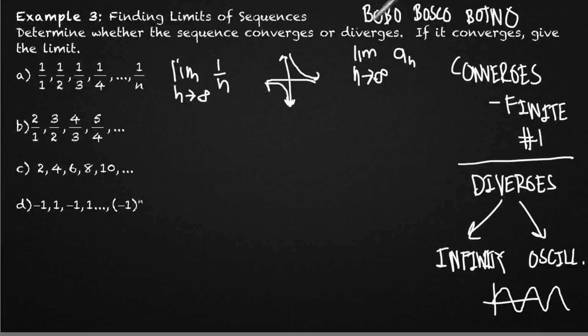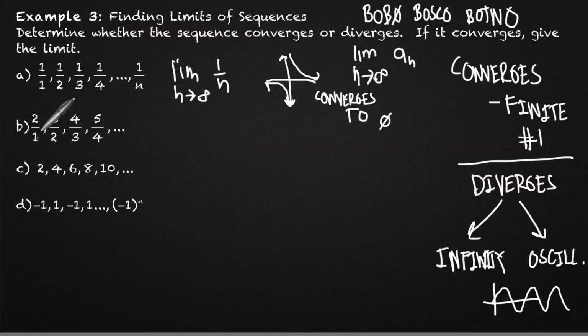We could also look at it as BOBO. When the power is bigger on the bottom, it's going to head towards 0. We can also just look at the numbers and say, the top is going to be 1, and the bottom keeps getting bigger and bigger, so 1 over a really big number is heading towards 0. If it converges, you want to tell us what number it converges to. So for instance, in letter A, you would say that this converges to 0.